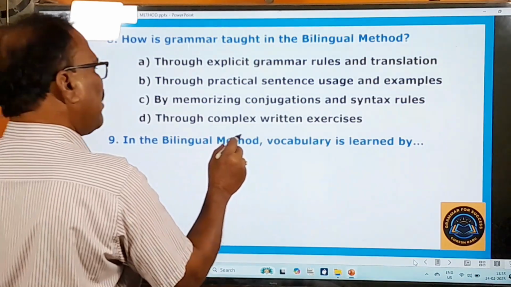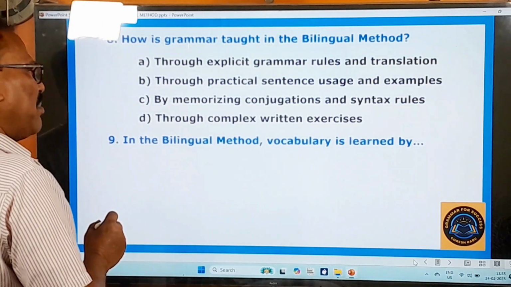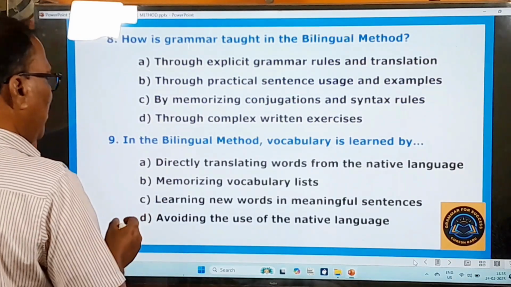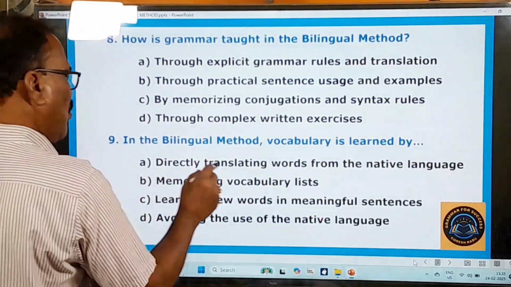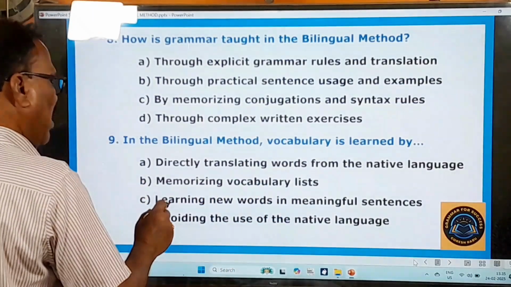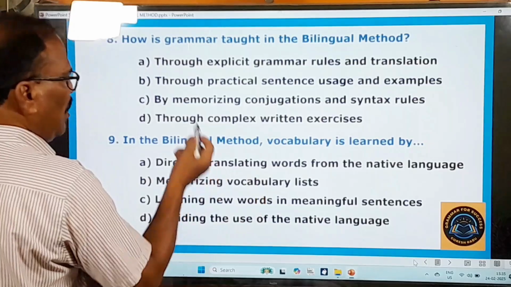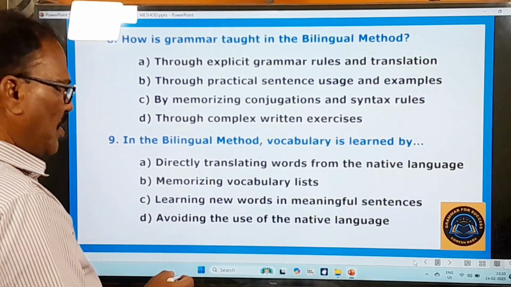In the bilingual method, vocabulary is learned by. How is the vocabulary learned in this bilingual method? So the options are given here: directly translating words from the native language, memorizing vocabulary lists, learning new words in meaningful sentences, avoiding the use of the native language. You know the correct one. You can choose the correct one. Now you move on to other questions.